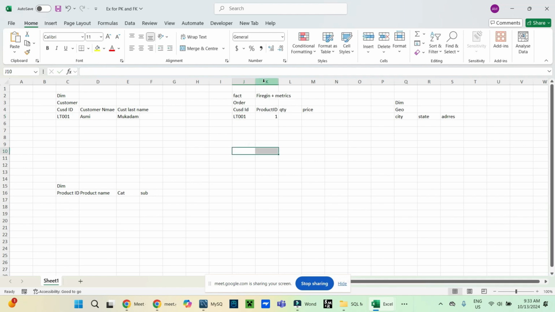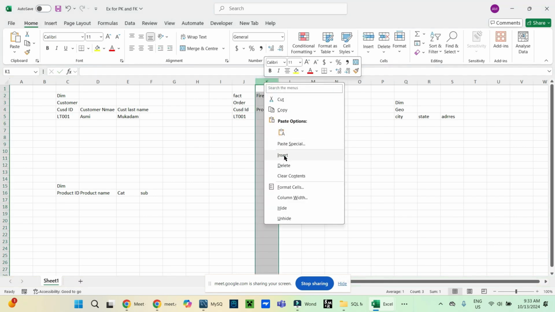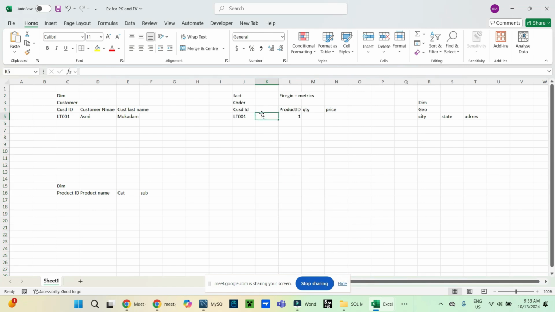Suppose I am putting one more column here for the date. Suppose today is 13th of October. On 13th of October I have bought product number 1. Suppose product number 1 is AC. So I have bought this AC from Amazon, and in this table it will get loaded that on this date I have bought this.